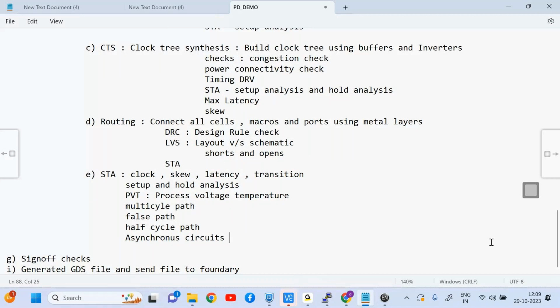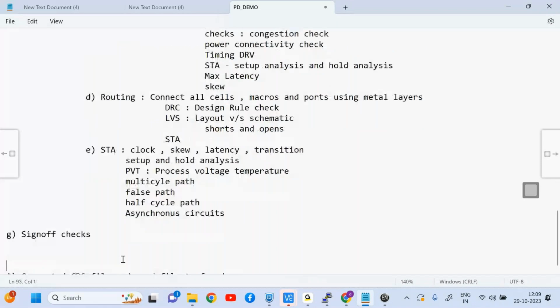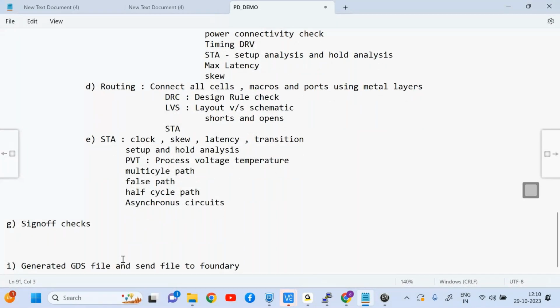STA is done before placement. Before starting placement, we'll do STA. After that, we'll do sign off checks. Sign off checks are mainly of three types. First is IR drop and power check, meaning how much power your design is consuming and how much IR drop is happening in your design. That check is done using a separate tool called RedHawk.